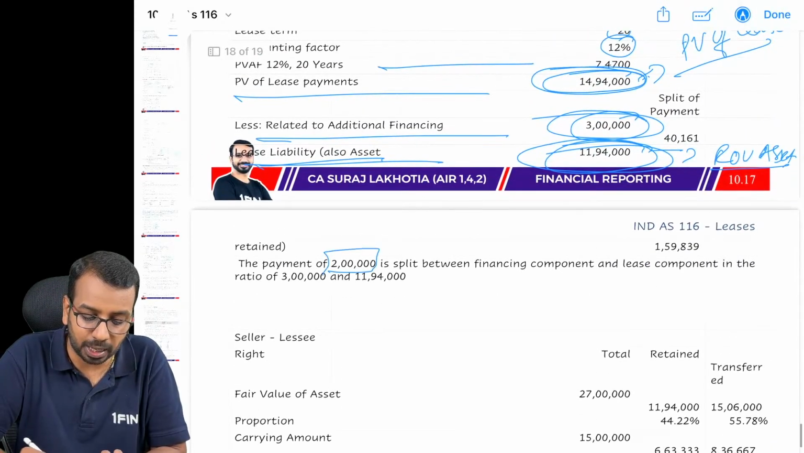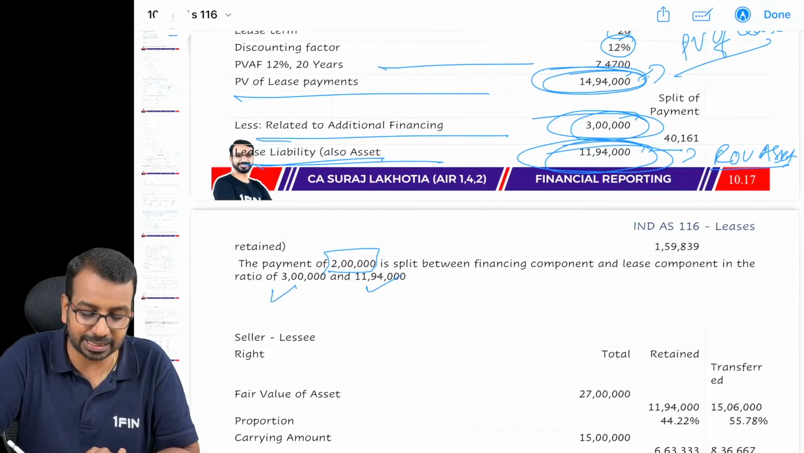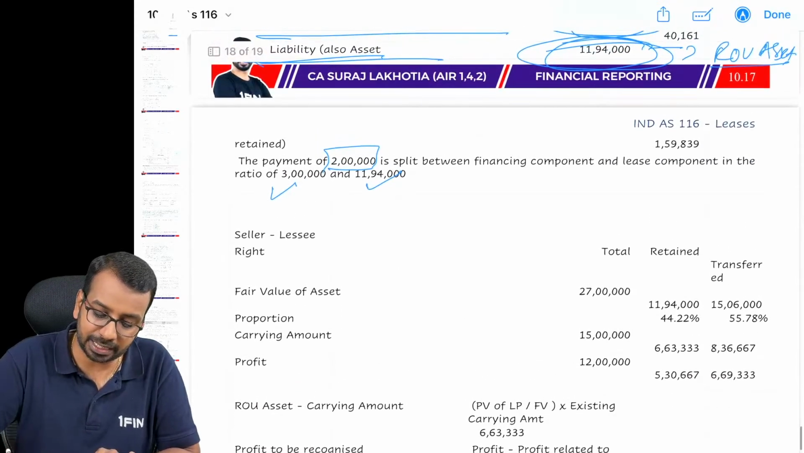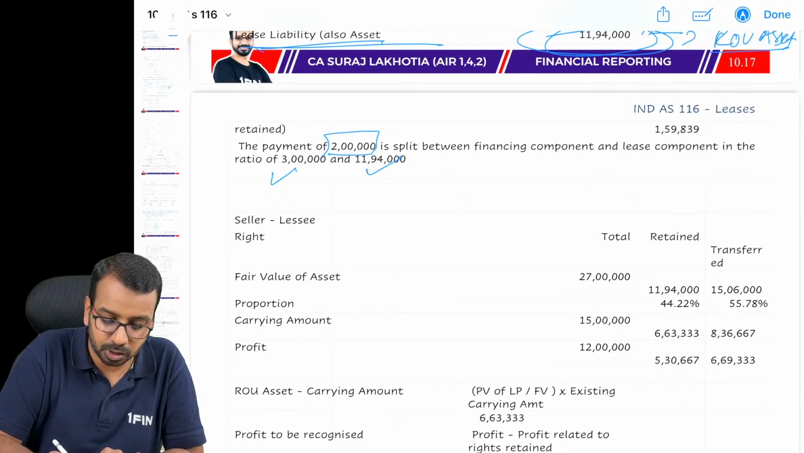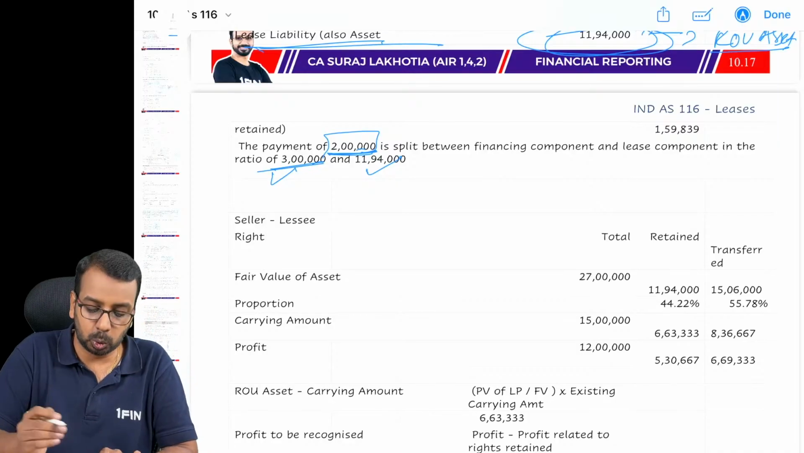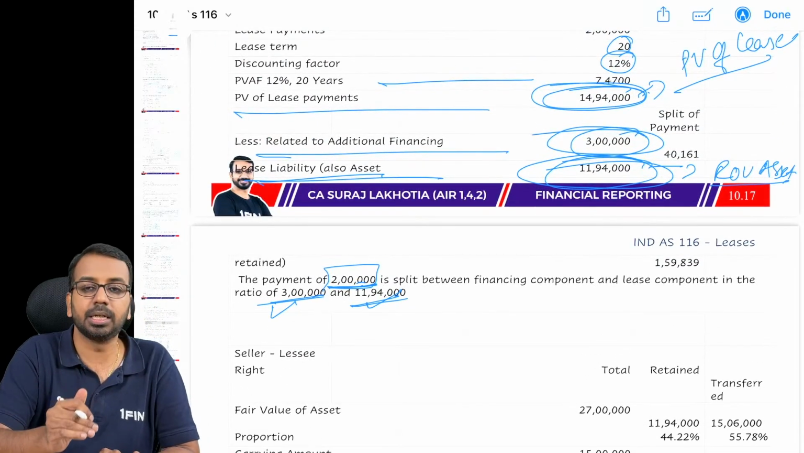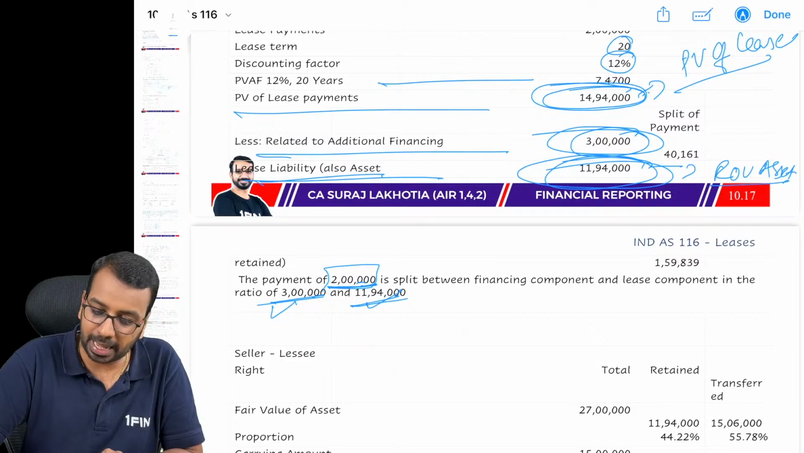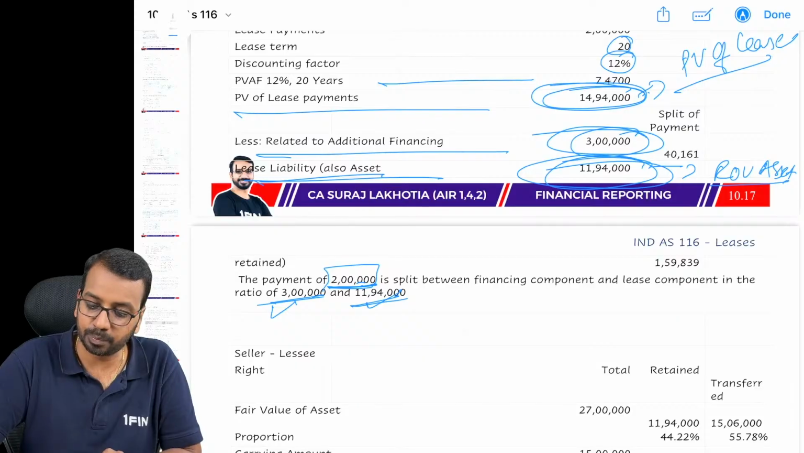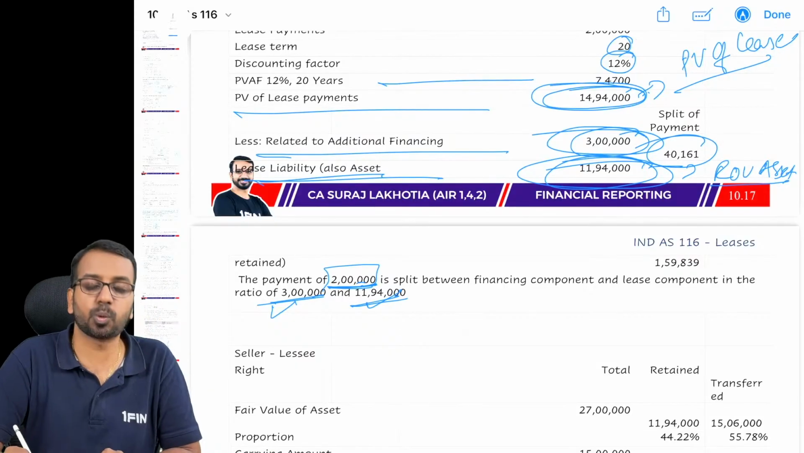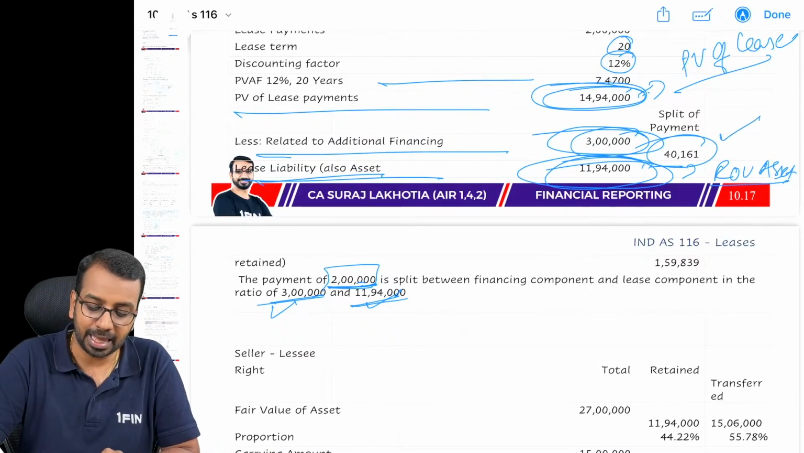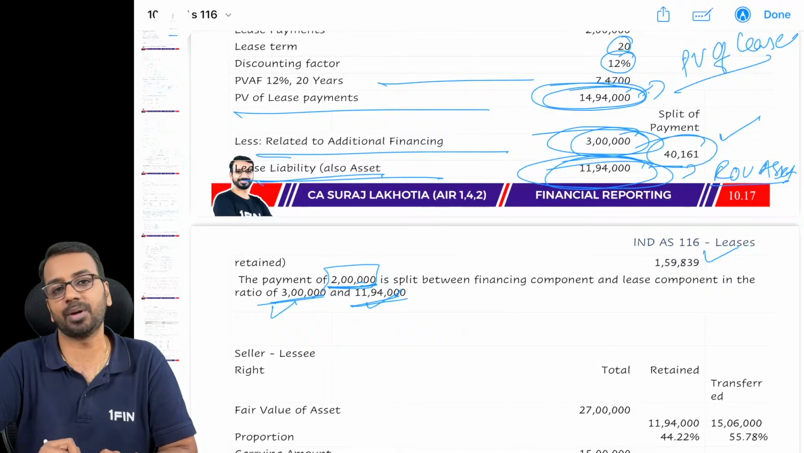whatever payment we make of 2 lakhs will be split between the loan and the lease liability. So if you divide in that ratio, that 2 lakhs we are paying, partly it will reduce the loan value and the rest will go against reduction of your lease liability. So we take 2 lakhs divided by 14,94,000, that is the present value, into 3 lakhs. That 40,161 is for loan payment and the balance 1,59,839 is towards lease liability payment.